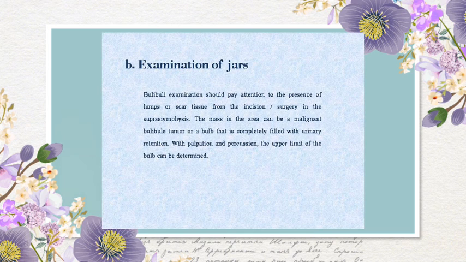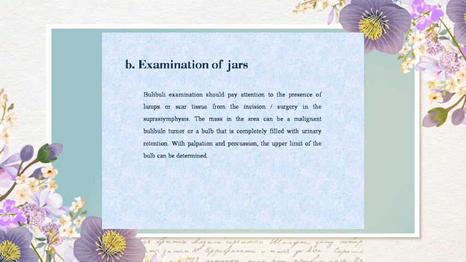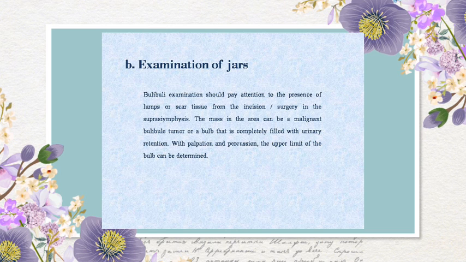Examination of the bladder. Bladder examination should pay attention to the presence of a lump and scar tissue from an incision surgery in the suprasymphysis. The mass in the area can be a malignant bladder tumor or a bladder that is completely filled with urinary retention. With palpation and percussion, the upper limit of the bladder can be determined.